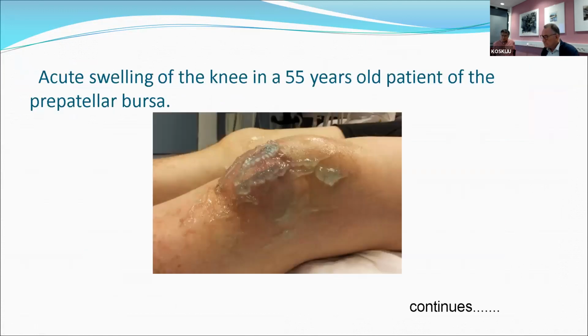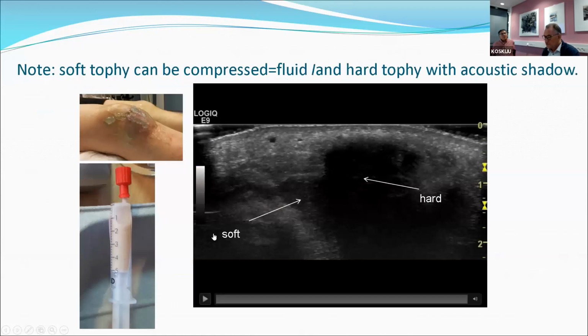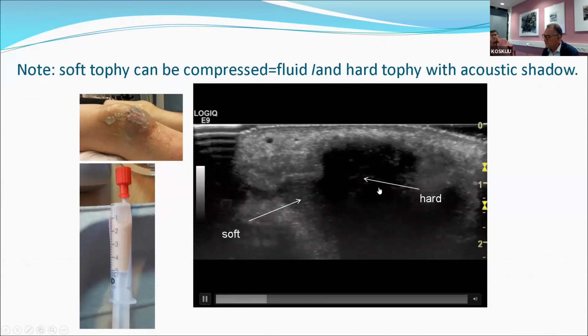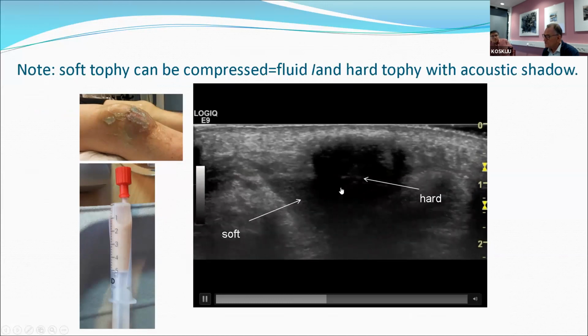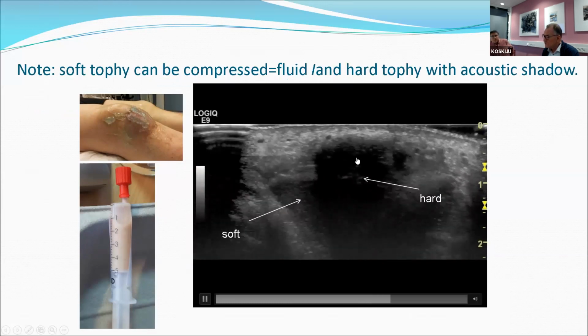One example of a 55 years old patient who had enormous prepatellar, or we could also say infrapatellar bursitis. This is also infrapatellar. And you see how much material I got out there. It's like milk. I got it here from the soft part. When I'm compressing it now, look, nothing happens here because this is stone. This is like stone. This is acoustic shadowing.